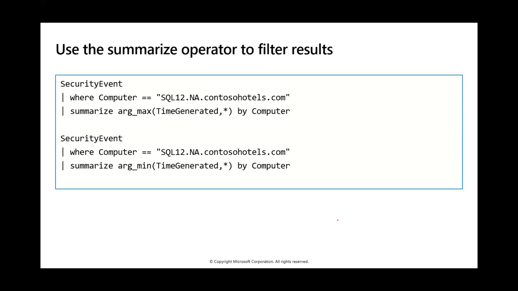And the next, the arg_min will return the oldest row with the arg_min, for example, by computer and where the computer name is sql12.na.contosohotels.com. Just by taking a look at the name of the computer that we are looking for, we can identify its purpose. SQL12 should be a computer with a SQL Server instance on it, hosting one or multiple relational databases, for example.